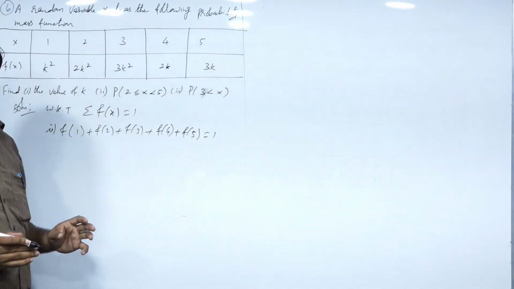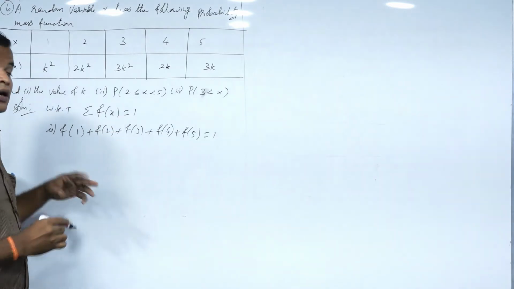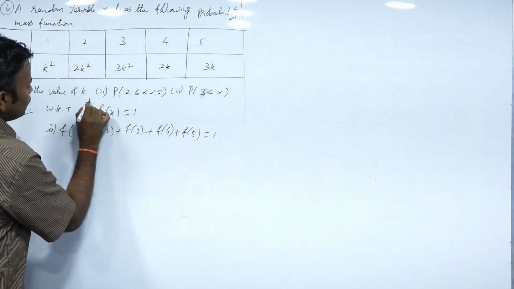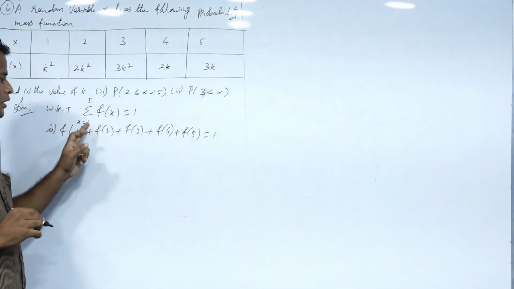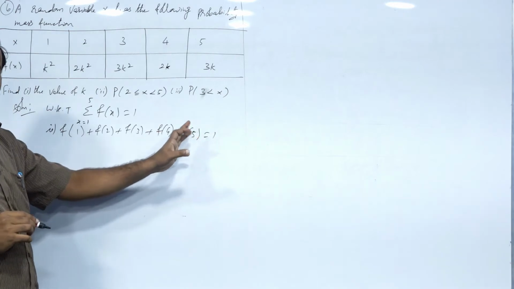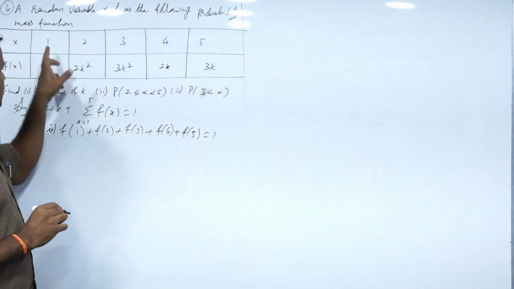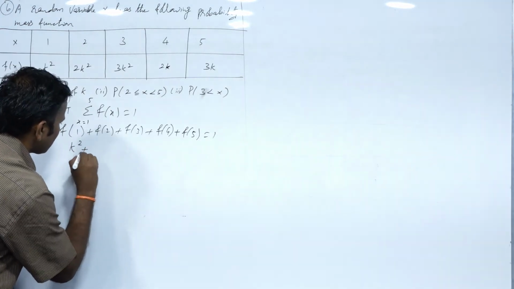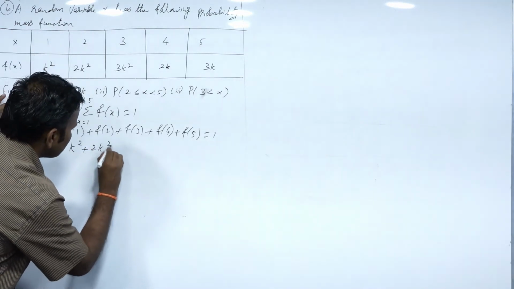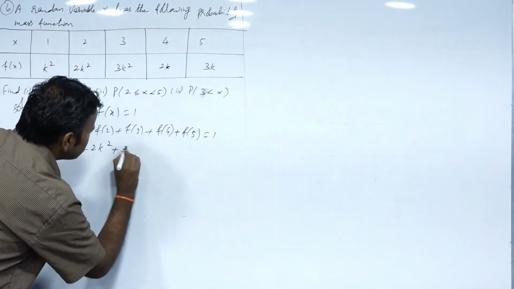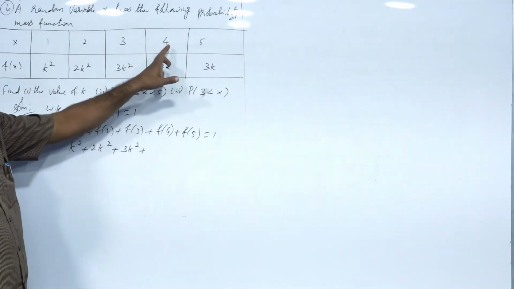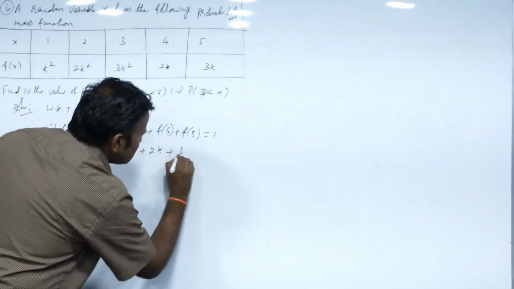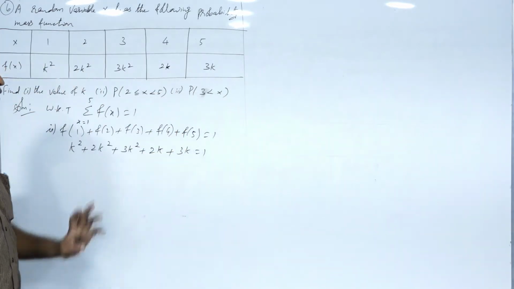Generally we write just a summation symbol: summation of f of x is equal to 1. Or you can write it very clearly, starting from x equal to 1 up to 5. No need for this step. Just understand that we write a summation symbol, then we add. Now, what is the value of f of 1? When we substitute x as 1, f of 1 is k square, plus f of 2 is 2k square, f of 3 is 3k square, f of 4, when x is substituted as 4, that value is 2k, plus 3k is equal to 1. Okay, 2k plus 3k is equal to 1.